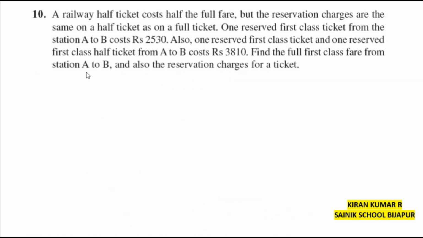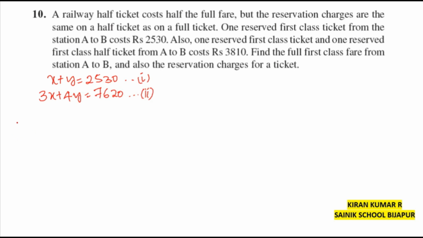I'll write both the equations one below the other. You'll get an idea what to do. Equation 1 was x plus y is equal to 2530. This was equation 1. And the equation 2 obtained was 3x plus 4y equal to 7620.